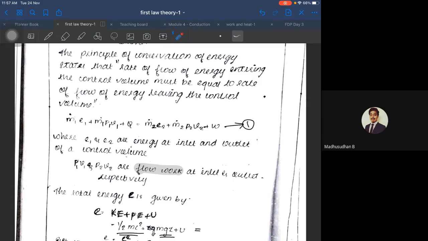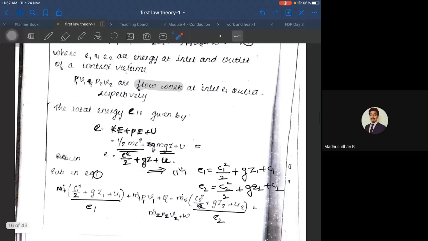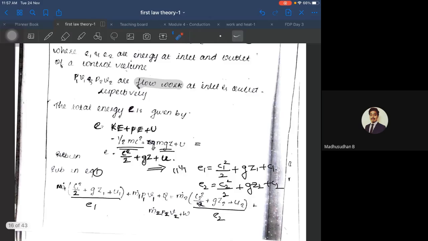Rest all you know. You know what is Q, you know what is W, you know what is M, you know what is P, you know what is V. But the new factor is E. So how do we define it? The total energy E is a summation of these three energies, guys. The total energy is a summation of the kinetic energy, the potential energy, and the internal energy. So what is kinetic energy?